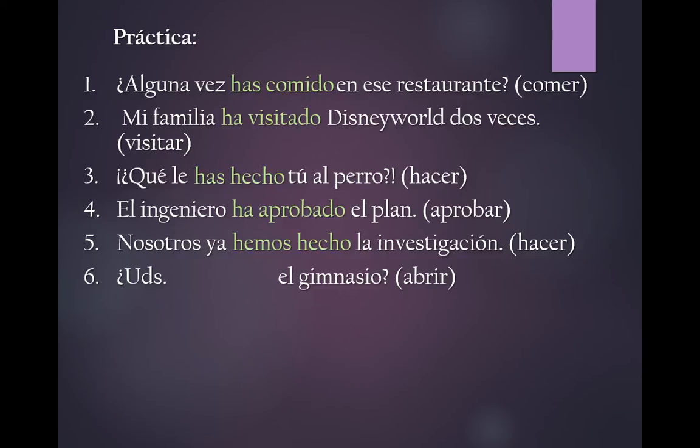Have opened. So the form of haber that would go with ustedes would be han, H-A-N, and the past participle of the verb abrir, that is an irregular one, so it's not going to end in IDO. You have to remember that abrir is abierto. So to ask this group of people, ¿Ustedes han abierto el gimnasio? Have you opened the gym?